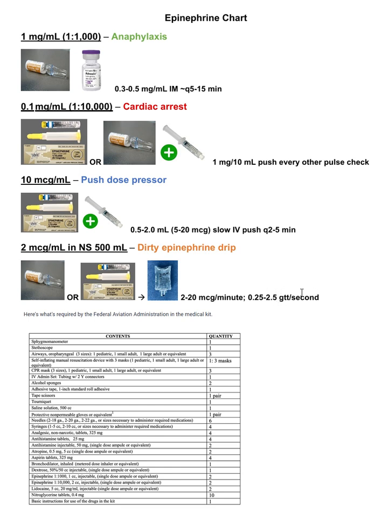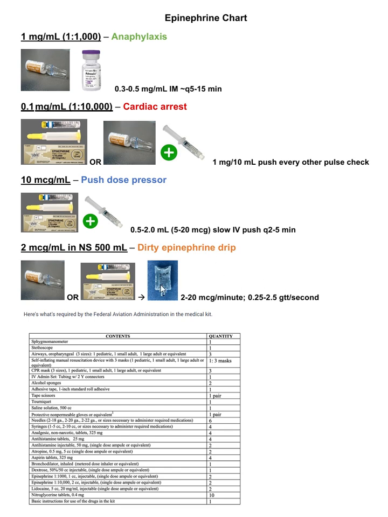And 2.5 drips per second is a little more reasonable. But if you wanted to, you can extend that out to maybe 5 drips every 2 seconds. But that's just a quick way to know how to dose a dirty epinephrine drip.